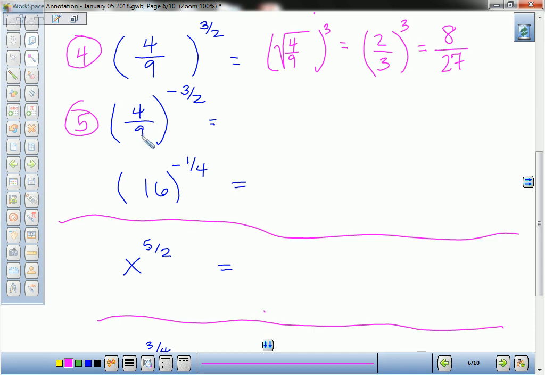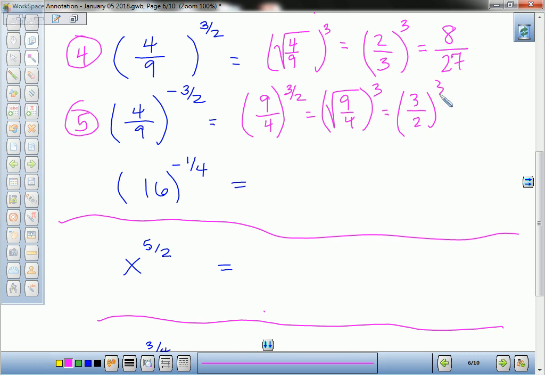So if we have 4/9 raised to the -3/2, the first thing we would do, because there's nothing to simplify inside, is go ahead and write this as the reciprocal to the positive 3/2 power. So that is the square root of 9/4 cubed. So the square root of 9 is 3, the square root of 4 is 2, so it's 3/2 cubed, which is 27/8. So all that happens when it is negative is it becomes the reciprocal, and we can see that here when we compare these two answers.